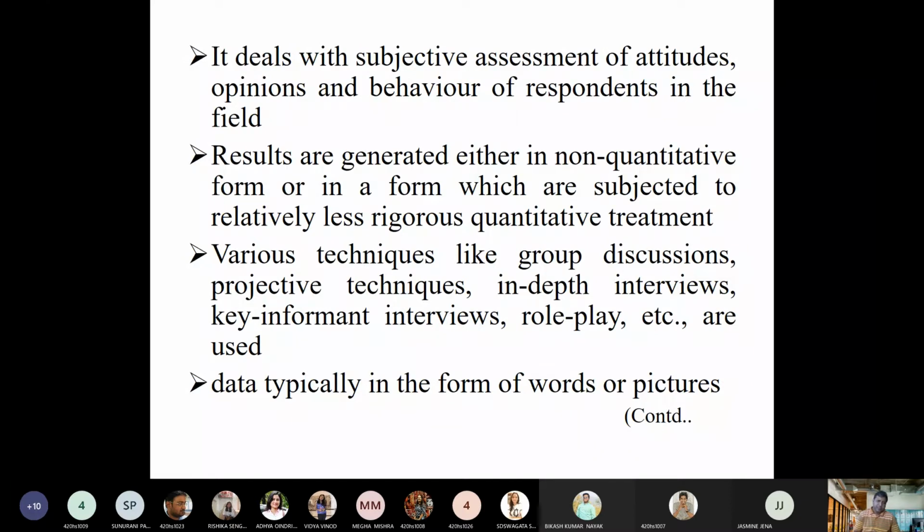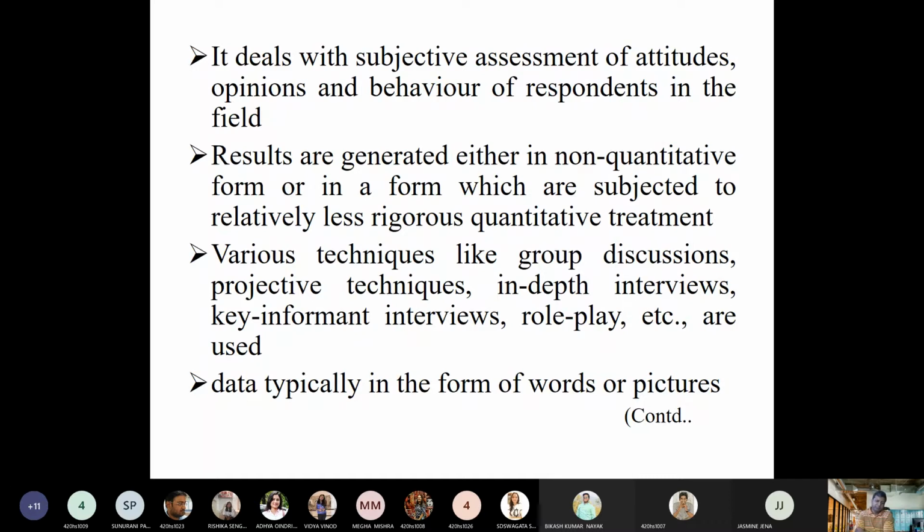Various techniques like group discussion, we do FGD, focused group discussion, projective techniques, in-depth interview, key-informant interview. Whenever we go to the field, we identify key informants. I'll teach you later on what key-informant interviews are.